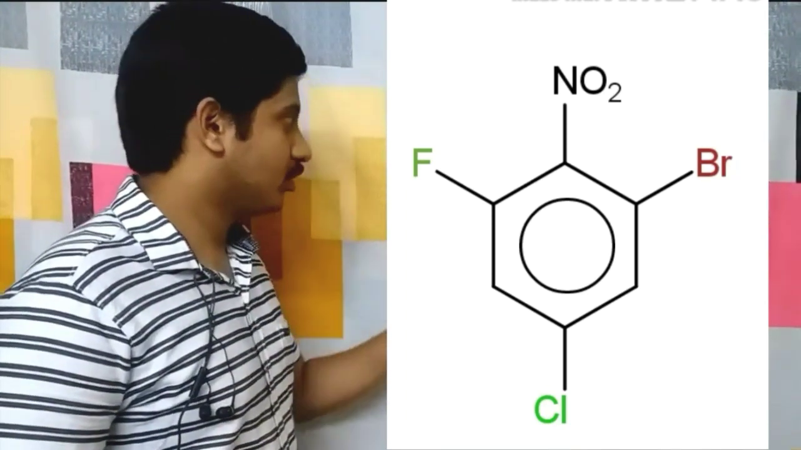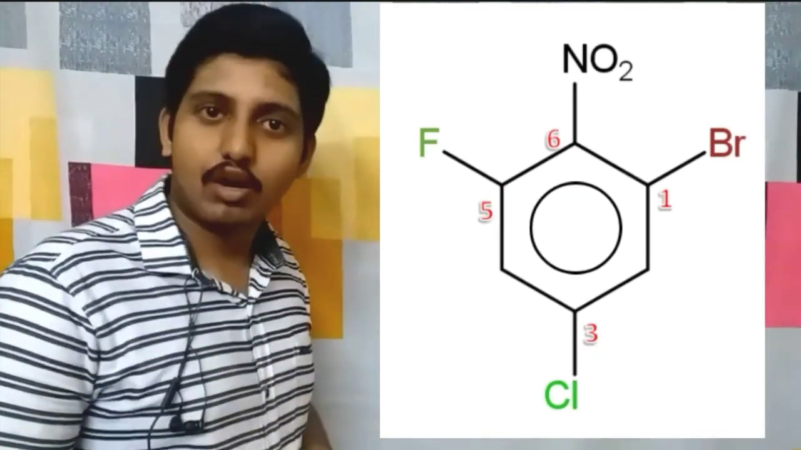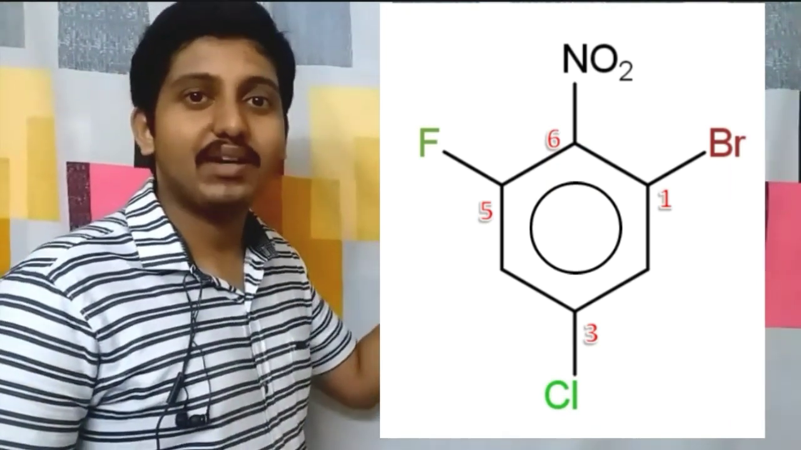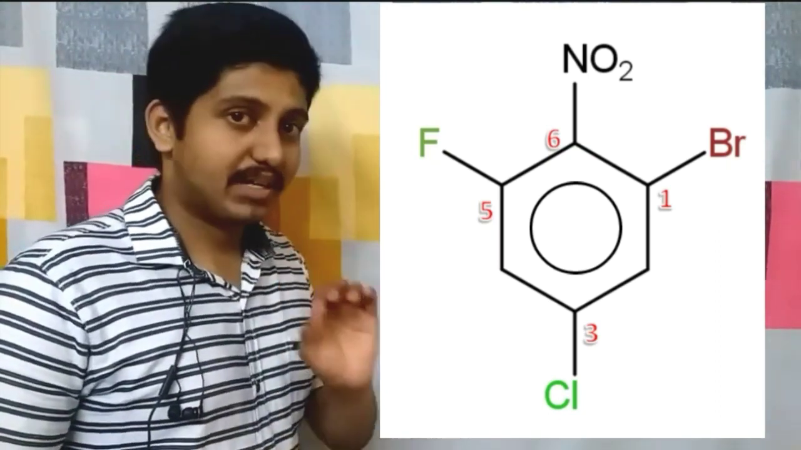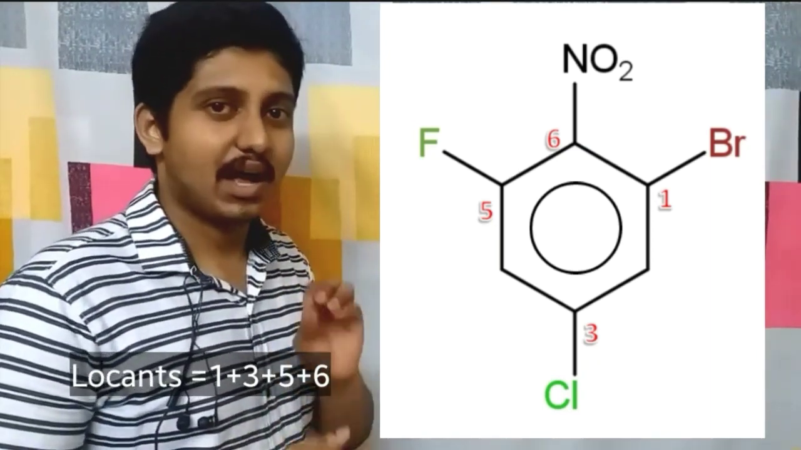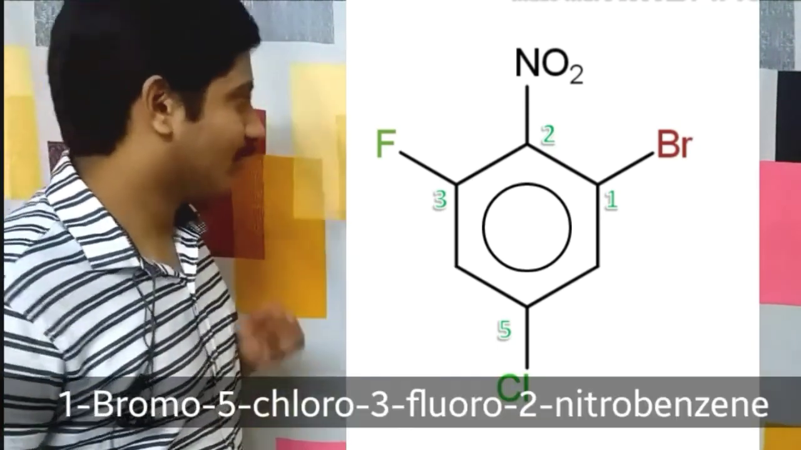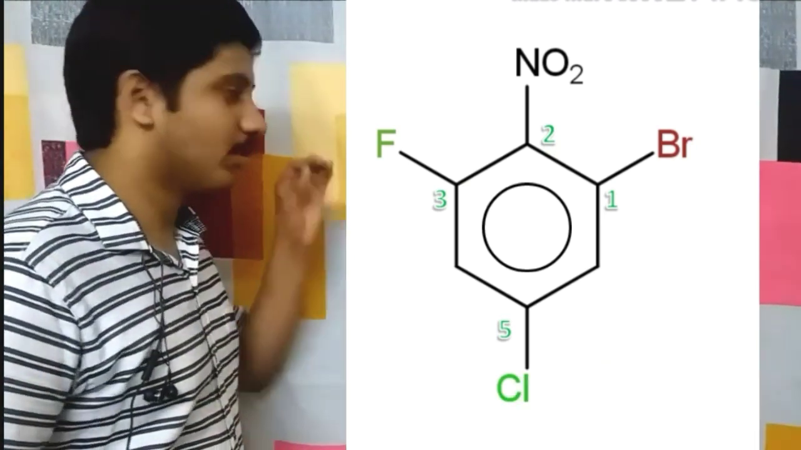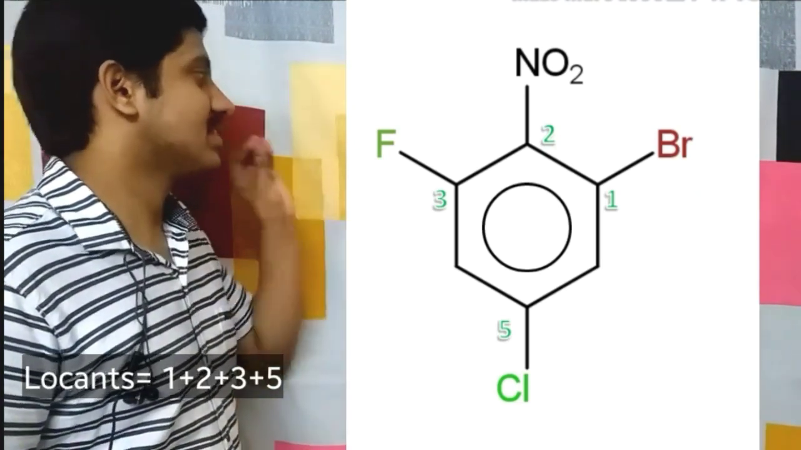Here we have fluorine, chlorine, bromine and nitro attached to the benzene ring. So according to the alphabetical order of numbering, bromine will come first, chlorine second, then fluorine, then nitro. So the numbering according to alphabetical order will be 1, 3, 5 and 6. But 1 plus 3 plus 5 plus 6 is 11 plus 4, 15. So it is a higher number of locants. So the correct IUPAC name will be 1 bromo, 5 chloro, 3 fluoro, 2 nitro benzene. So here the locants will be 1 plus 2 plus 3 plus 5, that is 11.